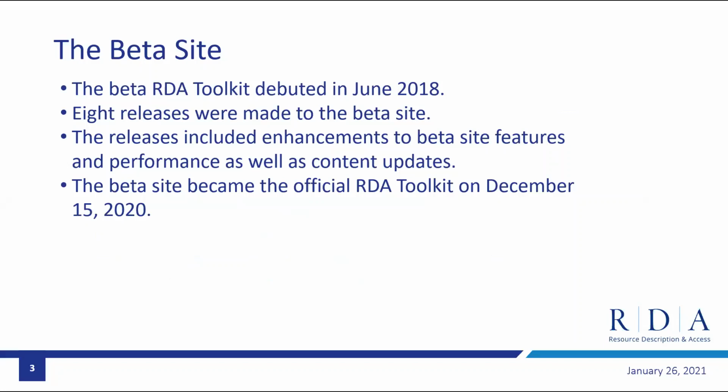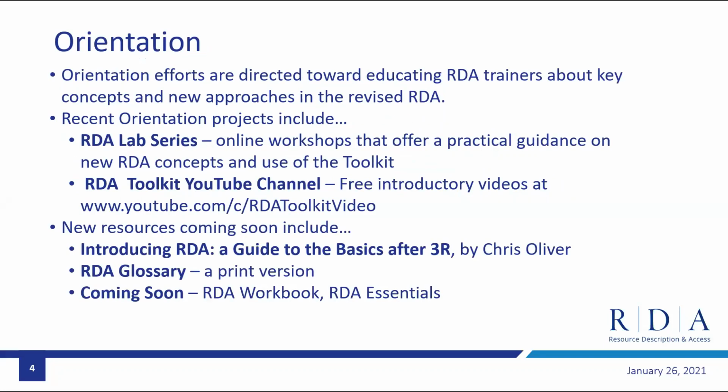What was the beta site has now become the official site. The beta site debuted in 2018. We made 8 releases to it since then, introducing new functions and features, cleaning up the text and the display, and taking in feedback from our users and making adjustments as we went. This beta site became official last month. I'm going to come back to orientation, actually.